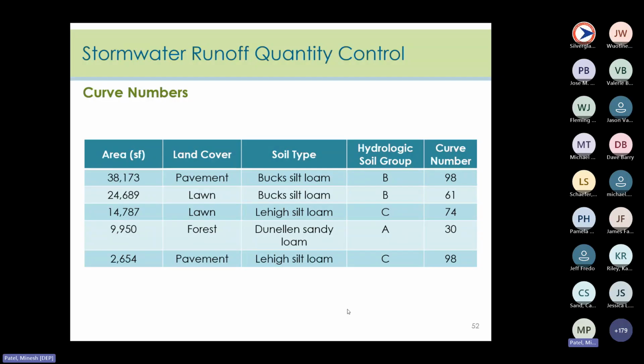So here's an example of what a land cover table might look like from an engineering report. You can see here the land cover, the area of the cover, soil types, HSGs, and associated curve numbers. The reviewer must check these numbers and land cover types against what is shown on the plans. Sometimes you could see that they do not match up. So always be sure to check and make sure that they correspond to each other.